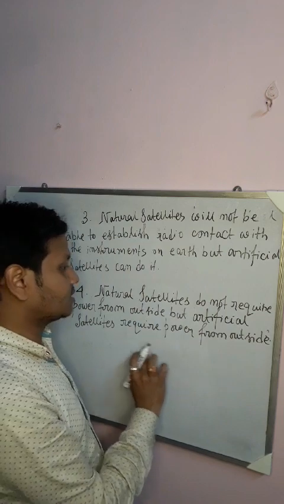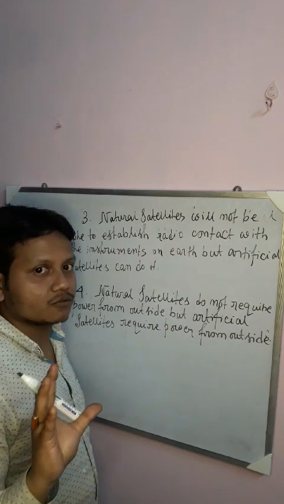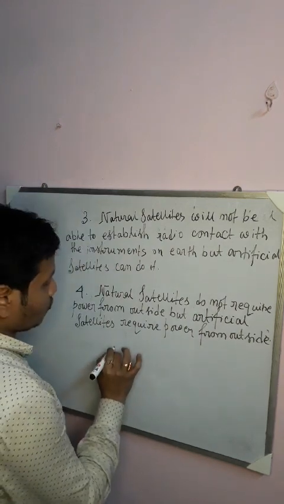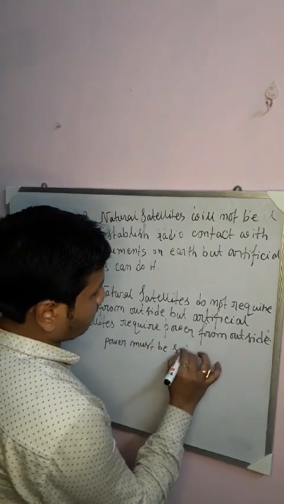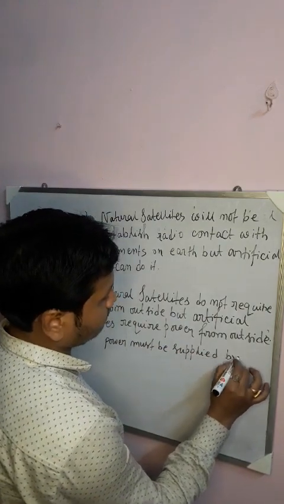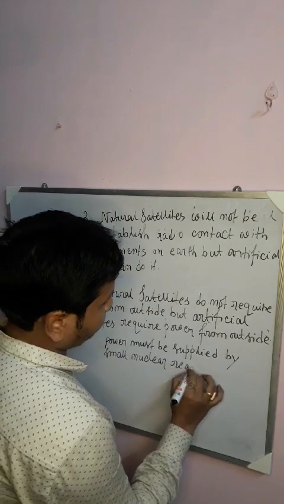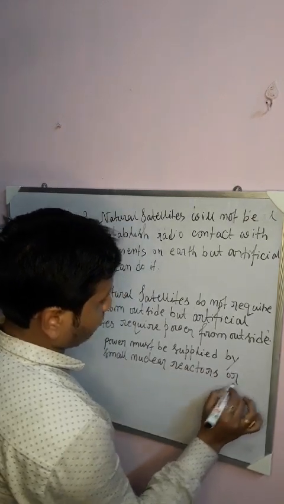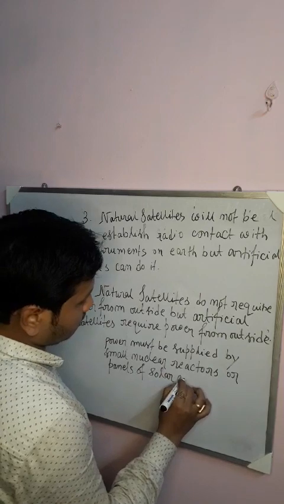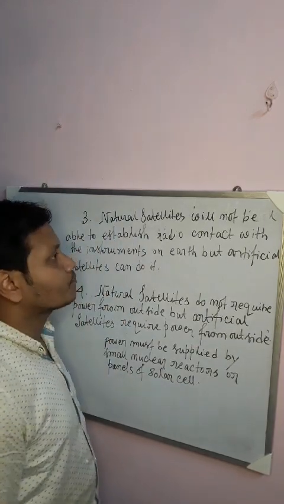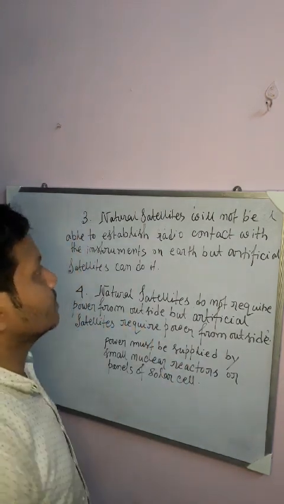And remember one thing: for artificial satellites, the power must be supplied by panels of solar cells or small nuclear reactors. So these are the basic differences between natural and artificial satellites. This is a very important concept, you must know it.